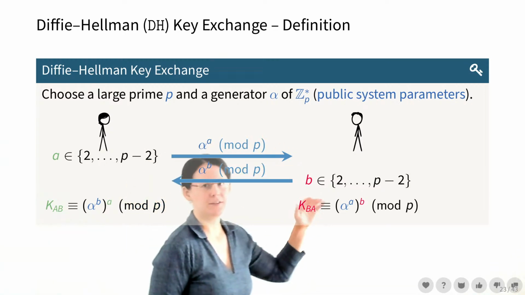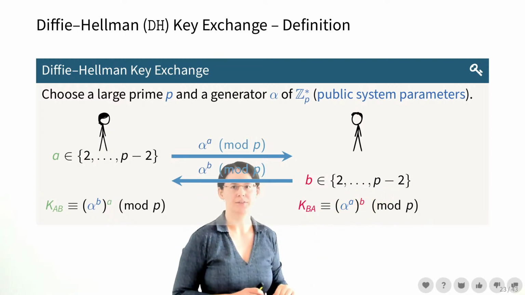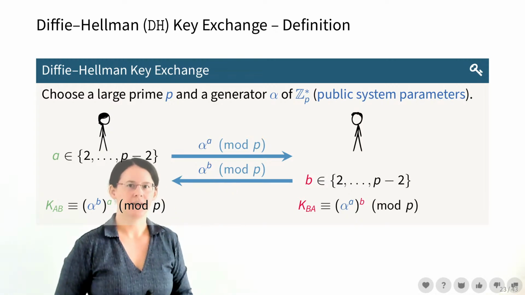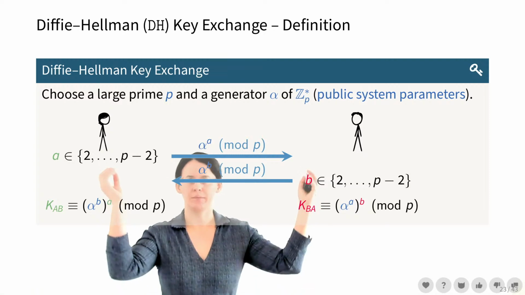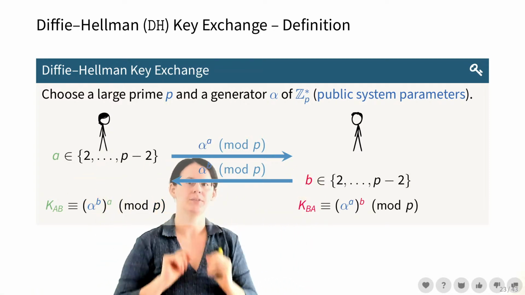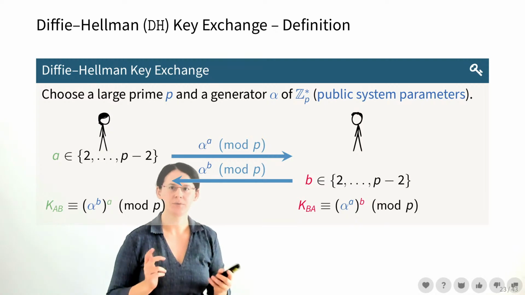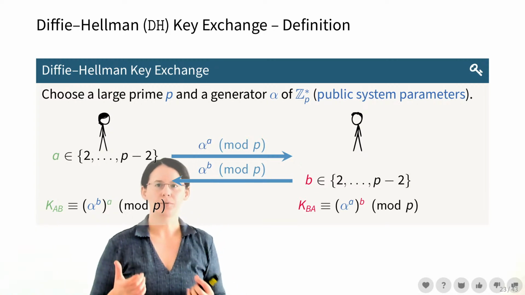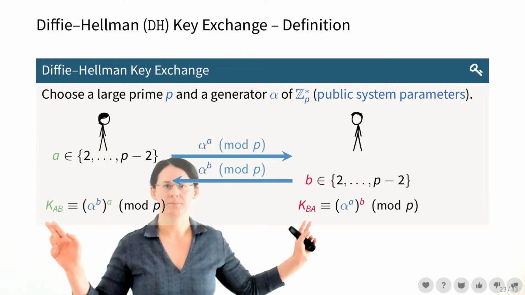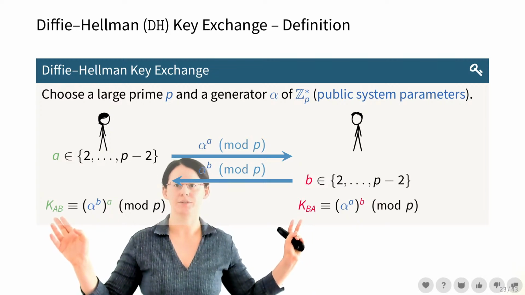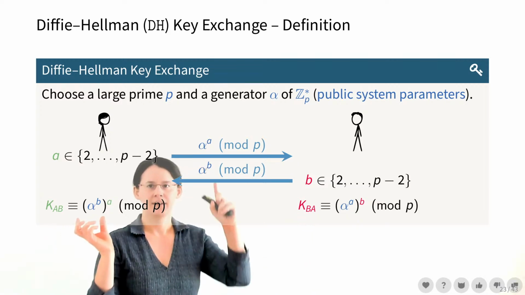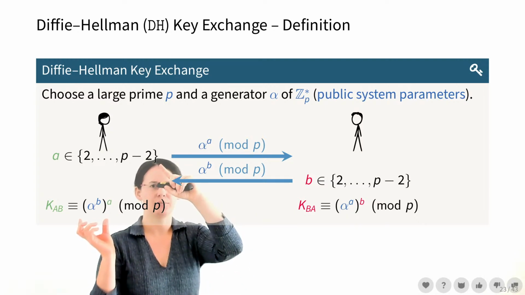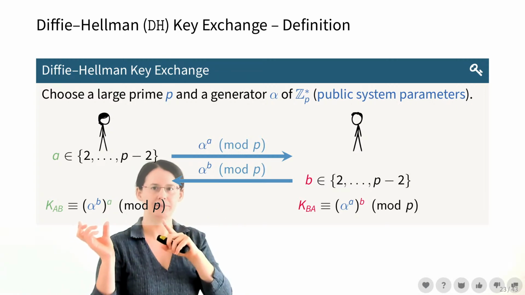Bob does essentially the same thing, so he also chooses a securely random number in this range, also takes the generator to the power of this exponent and sends it to Alice. So they both have sent each other a function of their secret, but not the secret. But the nice thing is that using the computation rules of exponentiation, they can now both derive the same value k. So k is going to be their shared secret key afterwards. And what they do is they take the number that they received and raise it to the power of their own secret private key, modulo p.